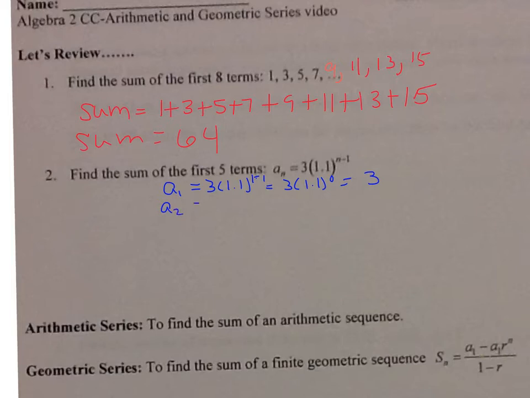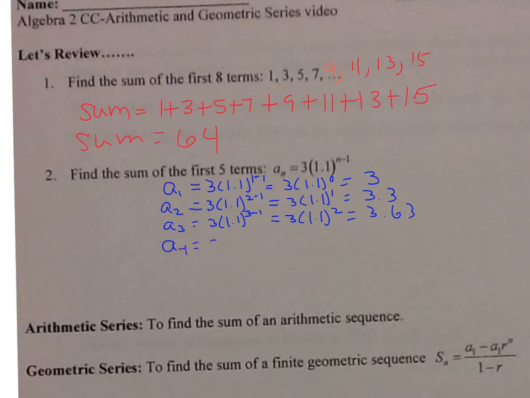Now I need a sub 2, my second term. 3 times 1.1 raised to the 2 minus 1 power. So it's 3 times 1.1 raised to the first power, which is equal to 3.3. A sub 3, the third term: 3 times 1.1 raised to the 3 minus 1. So that's 3 times 1.1 raised to the second power, which is 3.63. A sub 4 is 3 times 1.1 raised to the 4 minus 1. So that's 3 times 1.1 raised to the third power, which is equal to 3.993.